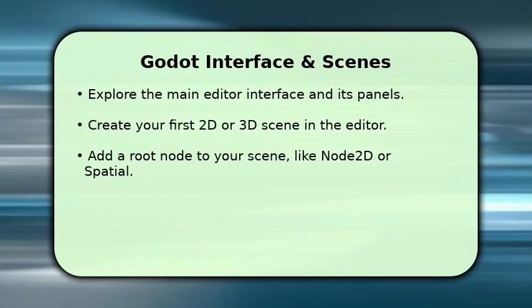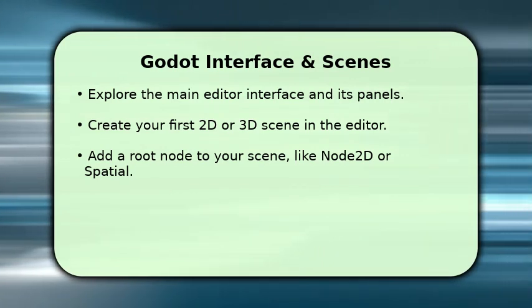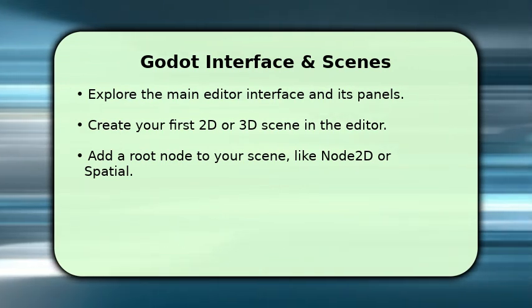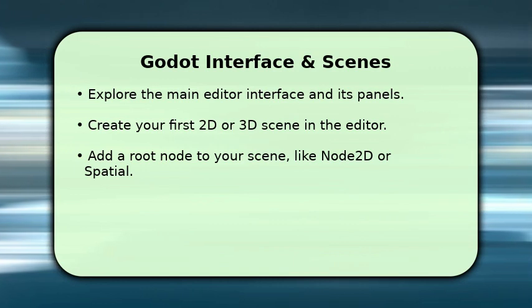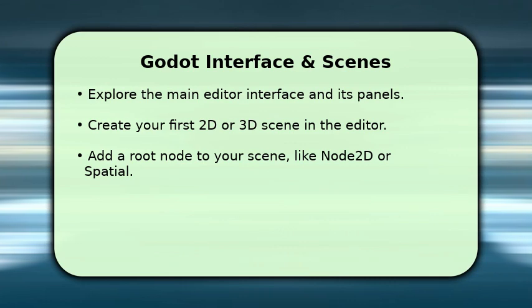Now that your project is open, take a moment to familiarize yourself with the Godot editor's interface. You'll see various panels for the file system, scene tree, inspector, and more. To begin building, create a new scene, choosing between 2-dimensional or 3-dimensional depending on your project type. Every scene needs a root node. For example, add a Node2D for a 2-dimensional game or a Spatial node for a 3-dimensional one. This forms the foundation of your game world.